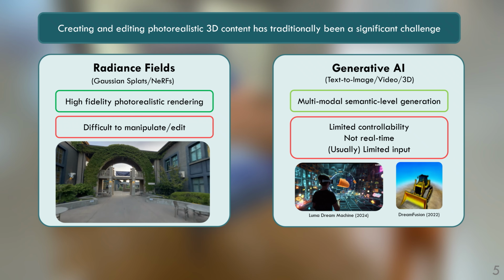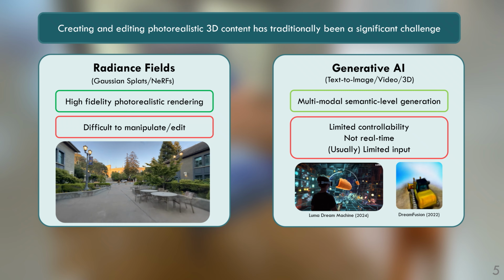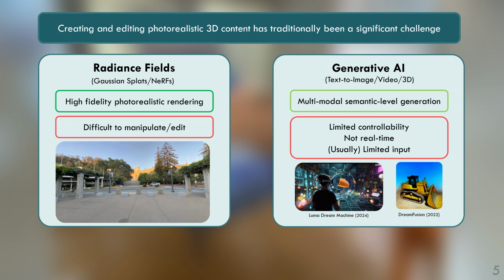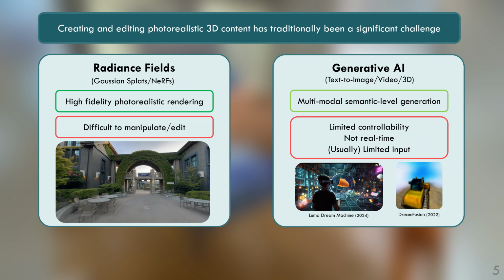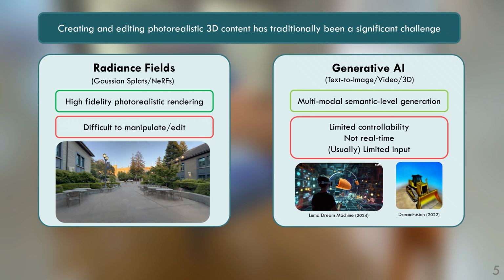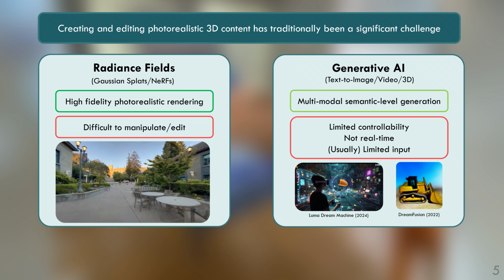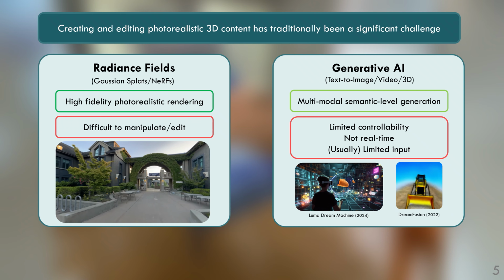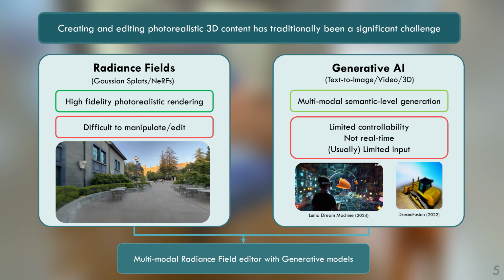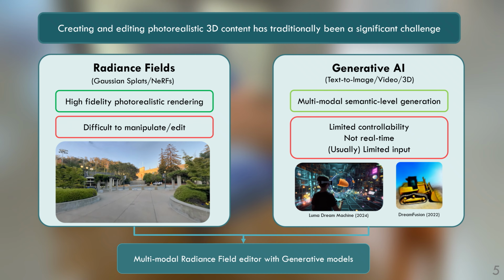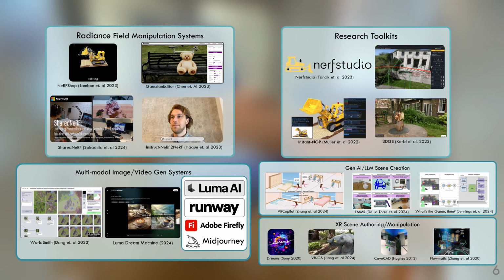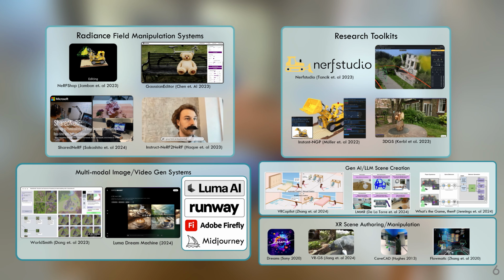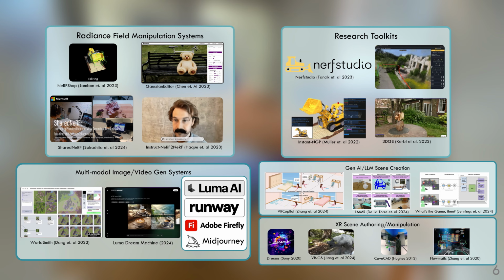Second, Generative AI has introduced multimodal semantic level generation of images, 3D, and other forms of media. While powerful, these approaches lack controllability and are not always suitable for real-time use, paired with limited text-based inputs. The challenge we address is how do we unify these complementary strengths, the immediacy and control of direct manipulation, with the semantic power of generative AI editing applied to 3D scene world building to enable natural language interactions and lower barriers for novice users.